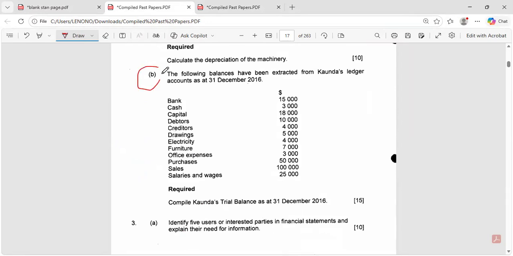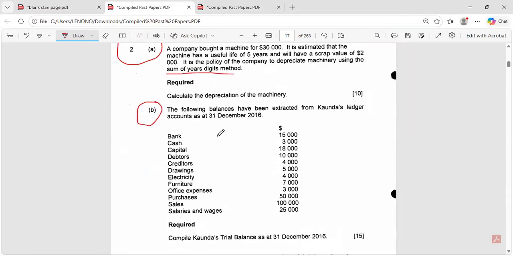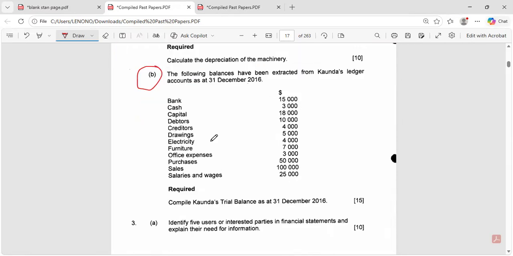Let's answer part B. So far I've just explained the straight line method, but this other one we will do in the next class. So it's something you need to work on today. Okay, let's go to part B of this question. Part B says what?